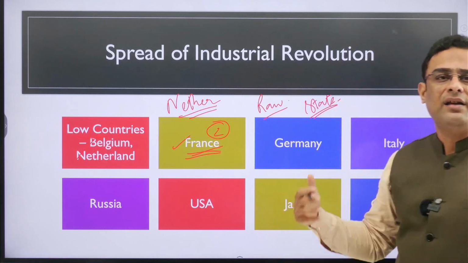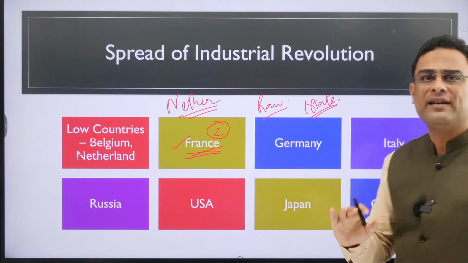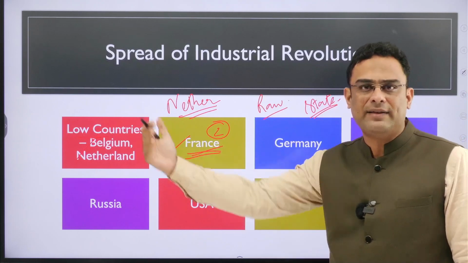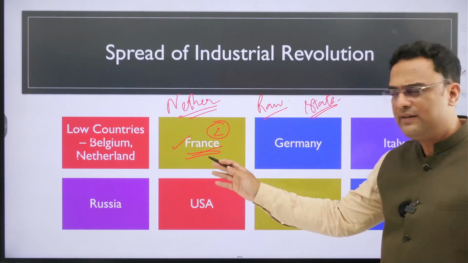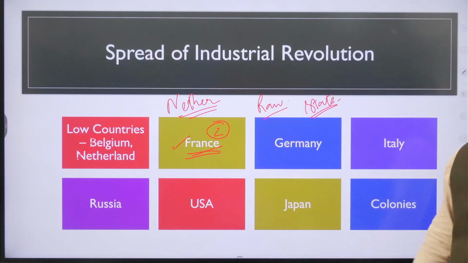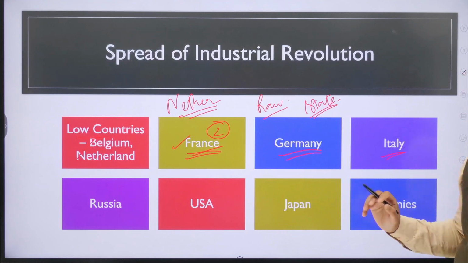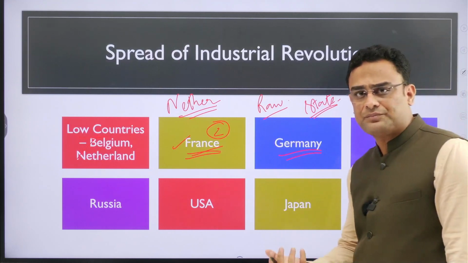And 1870 आते आते फ्रांस जो है वो एक respectable industrialized status तक पहुंच जाता है, and then it will advance subsequent to that. So France little late, but nevertheless it catches up. Germany का case थोड़ा, Germany and Italy, both of them, their cases are slightly different.